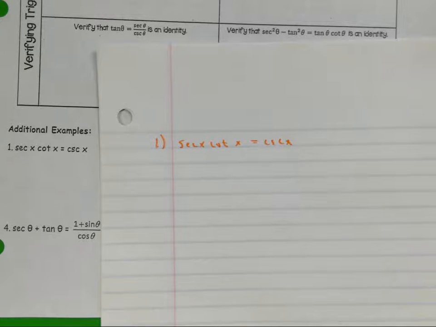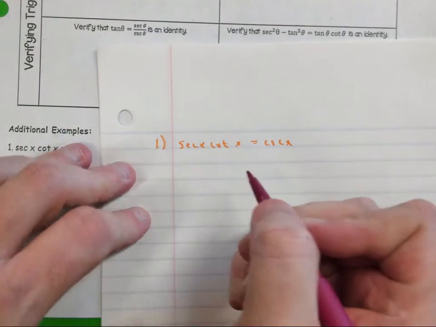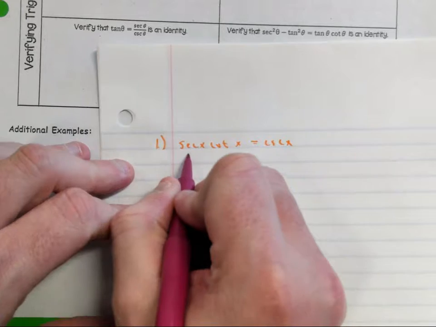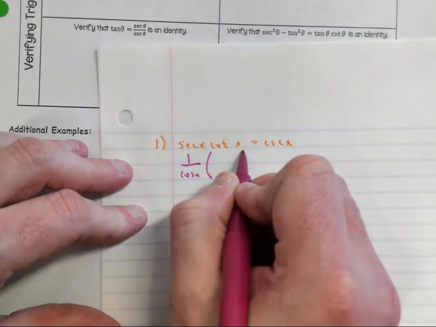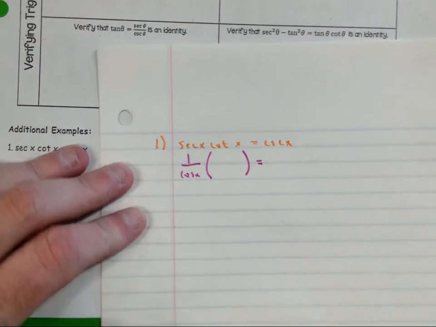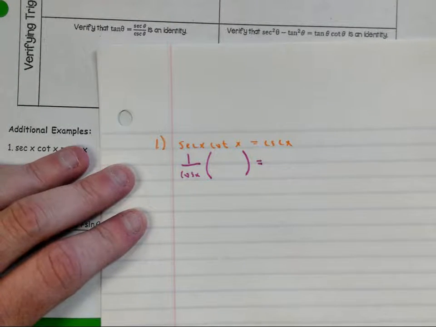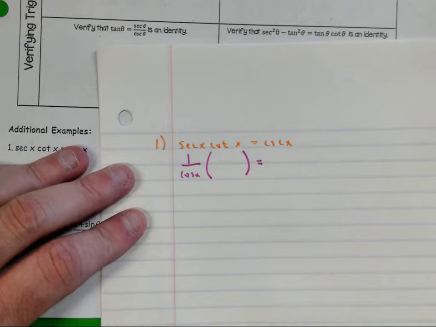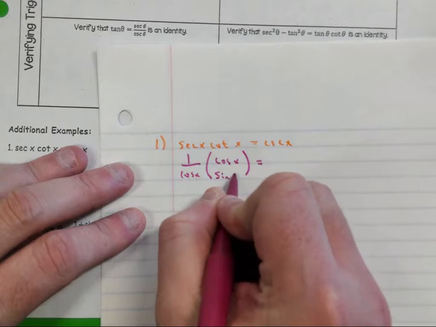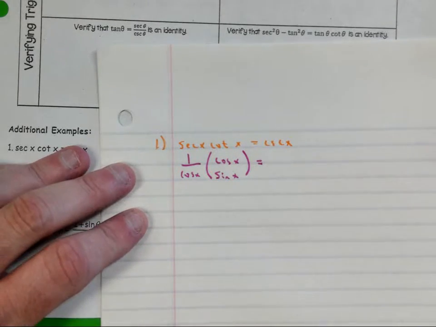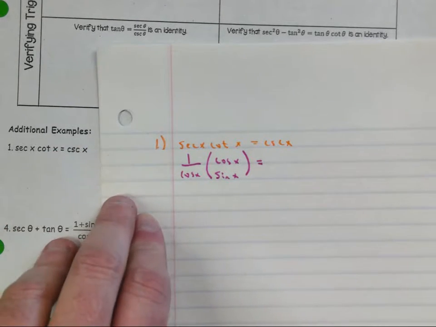So what's my only option here? I'm going to reduce this, okay? And the way I do it, secant. How can I rewrite secant? 1 over cosine. Madison, how could I rewrite cotangent x? Cosine over sine, using the quotient identity. Now watch how I do this.